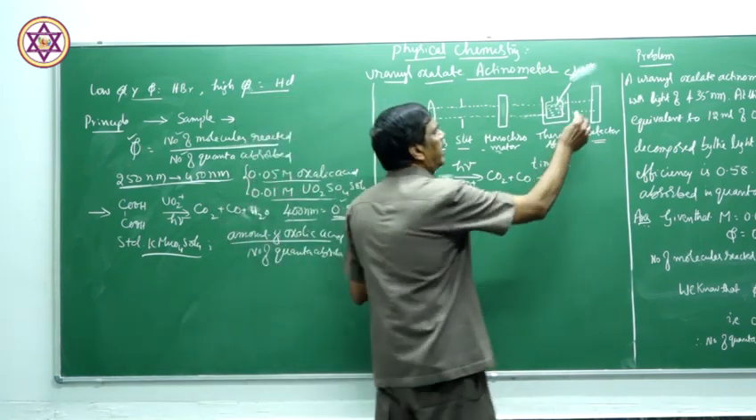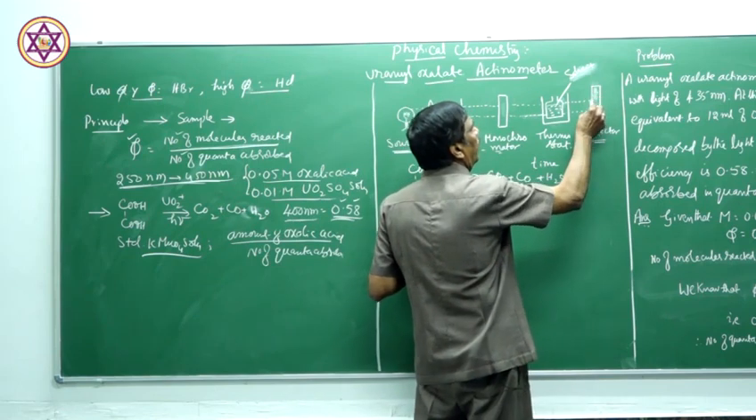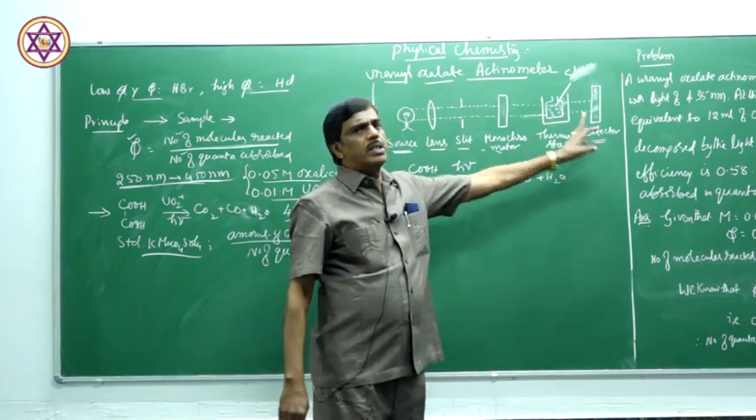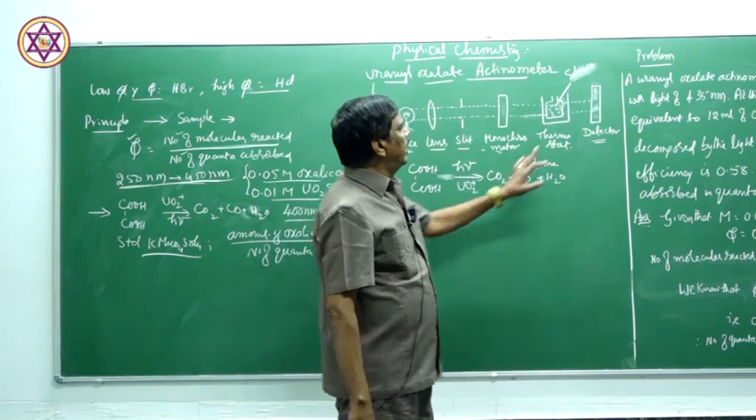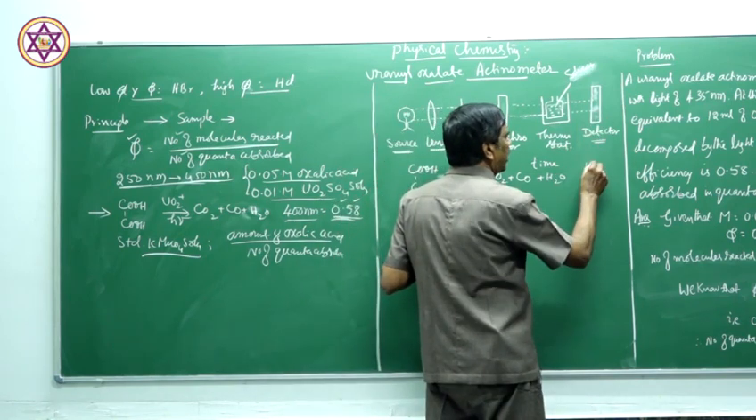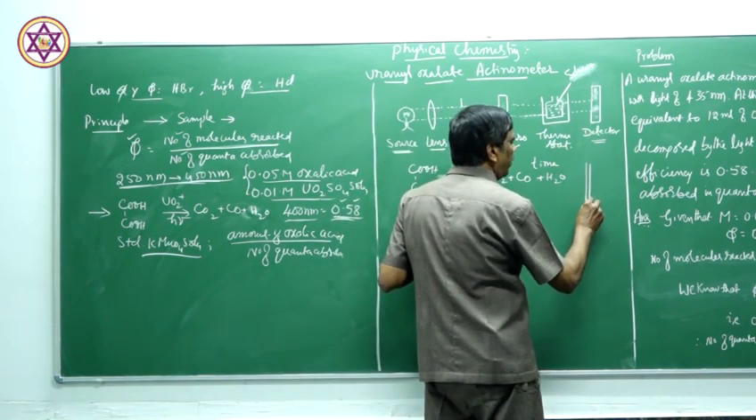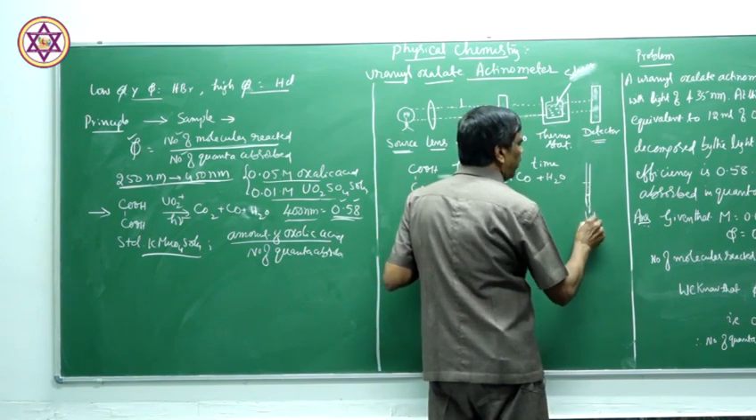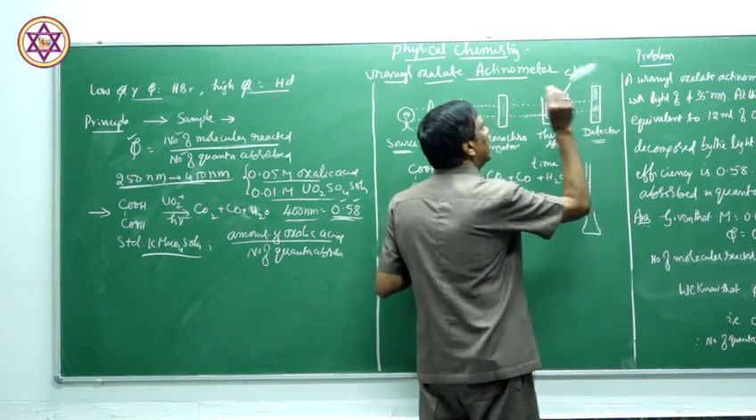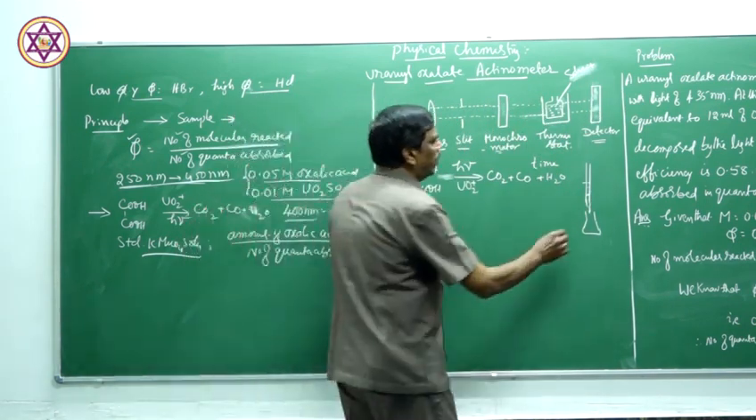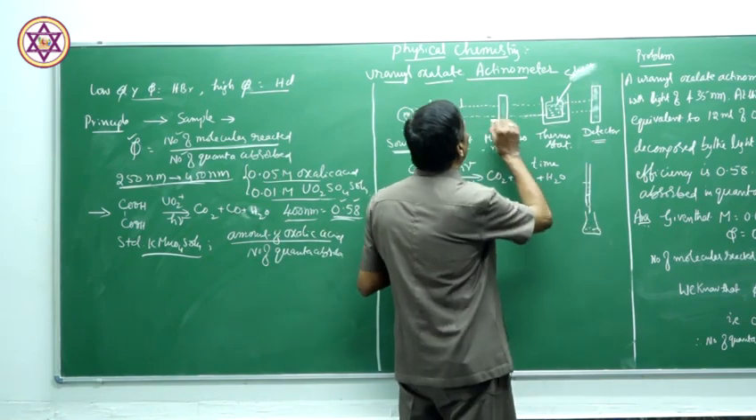So, here in the detector, standard oxalic acid solution is taken and light is passed through that. Therefore, in the detector the solution is titrated against standard potassium permanganate solution, and the concentration of this oxalic acid is now known after passing the light for a known time t.